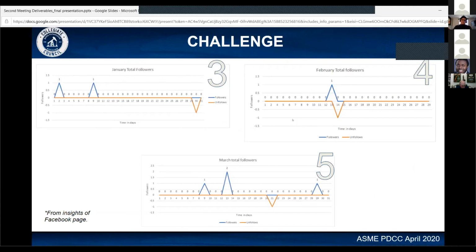Now, slides 3, 4, and 5 are from January, February, and March. These graphs are really simple. We see that we aren't growing at all. In January, we got 2 follows and 1 unfollow. That means 1 follower in a month.